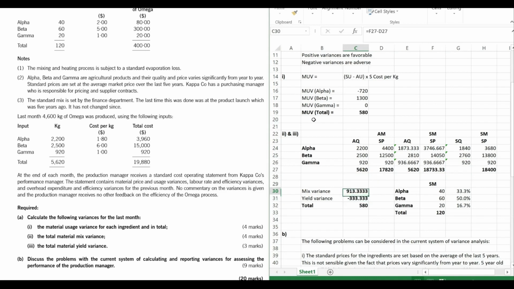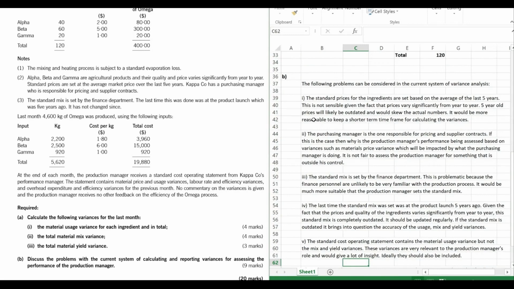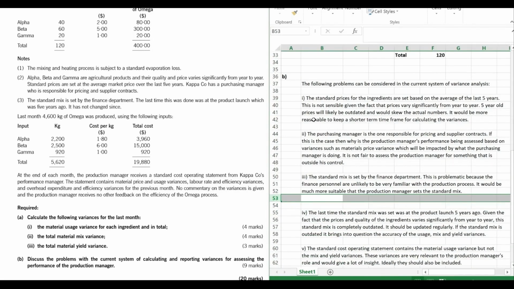What these might indicate, given how large these variances are, is just that the standard mix is outdated, right? So we can put in the fact and highlight the fact that it's causing the yield variance to become adverse. So where was our standard mix point? Yeah, point number 3. So let's add some more points here.